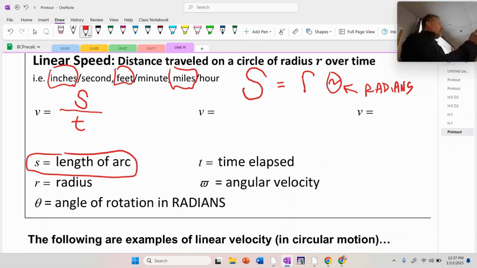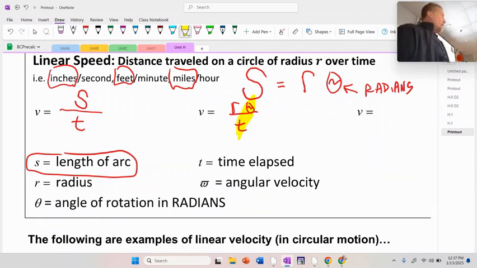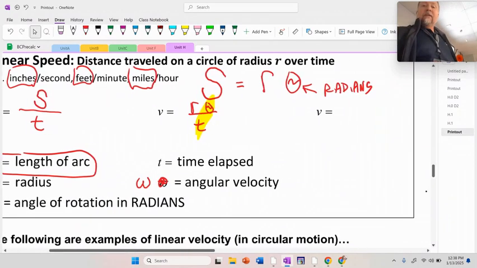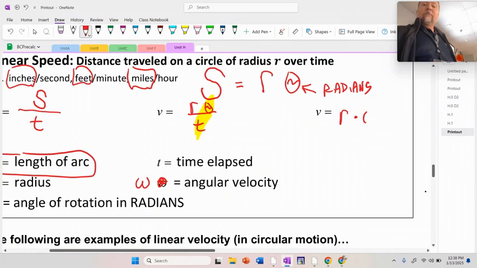We could do that, but I think a better formula is, what is arc length? Which is R theta, which I just put up there, divided by time. But then what new letter did you just learn? That's omega, W, which is angular velocity. Replacing that with W, you'd end up with this. And this is the one I'm going to use the most.